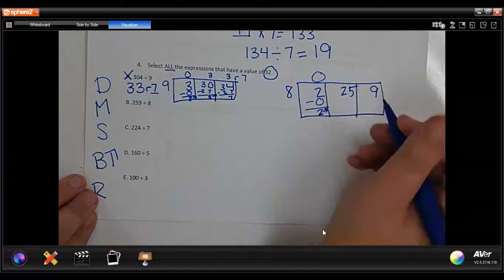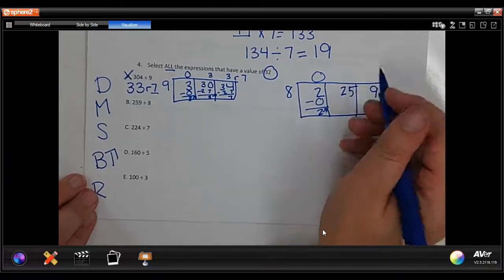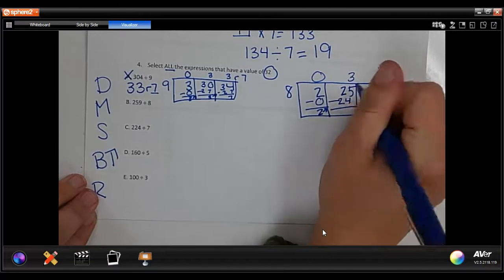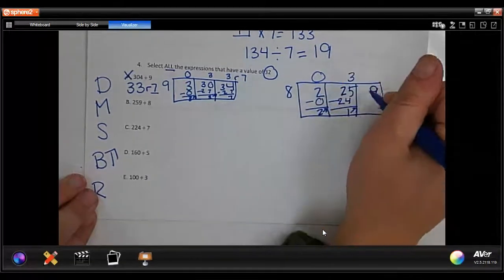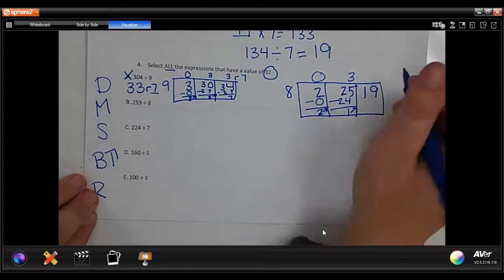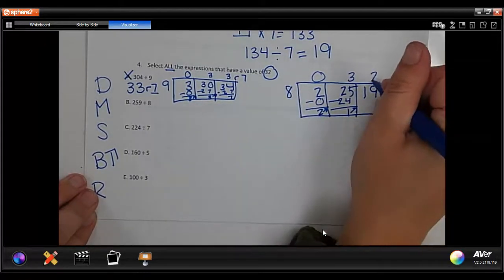Bring up my 2. 8 goes into 25 3 times. 8 times 3 is 24. Subtract those two numbers, I get 1. Bring up my 1, and I have 19 over there. Now I'm asking myself, how many times does 8 go into 19? 8 goes into 19 2 times.